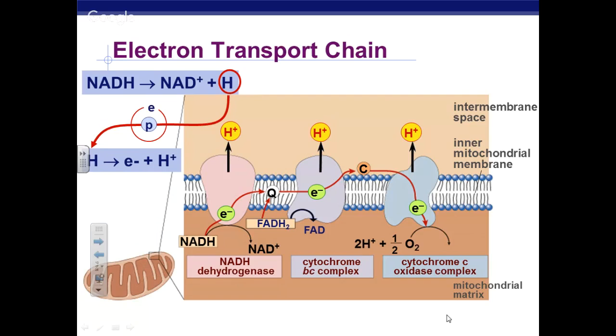So the oxygen hangs out at the end of the ETC, and it helps to pull the electrons through it. It's like the bag of candy at the end of your trick-or-treat night or something is what you get, okay? Pulling them through. The oxygen combines with hydrogen ions and those electrons to make water.